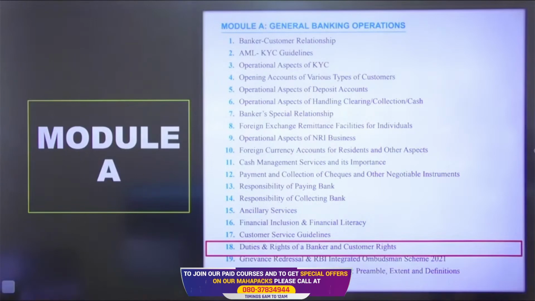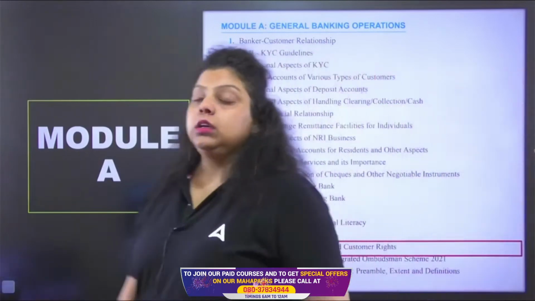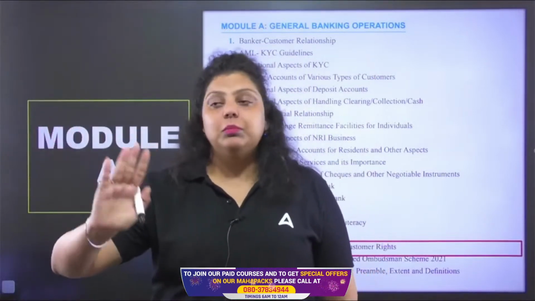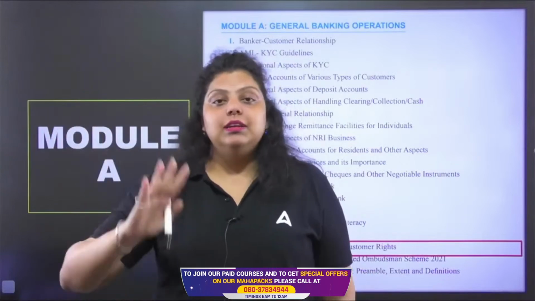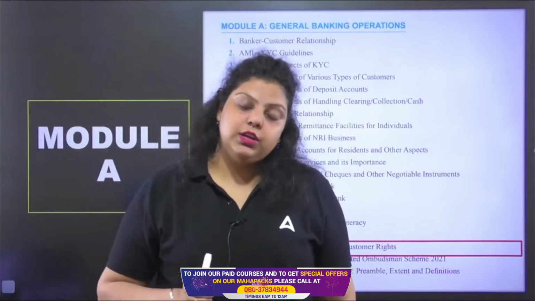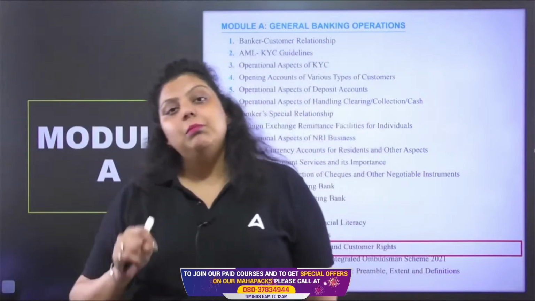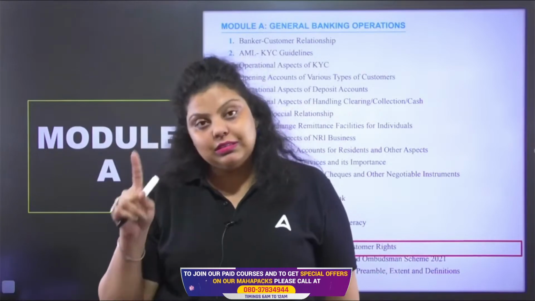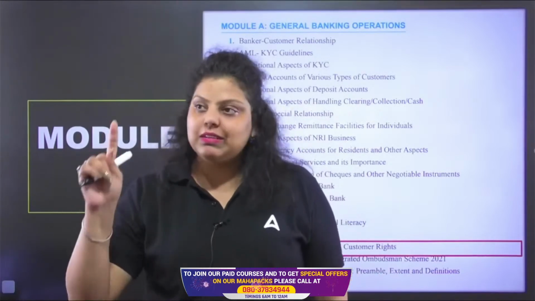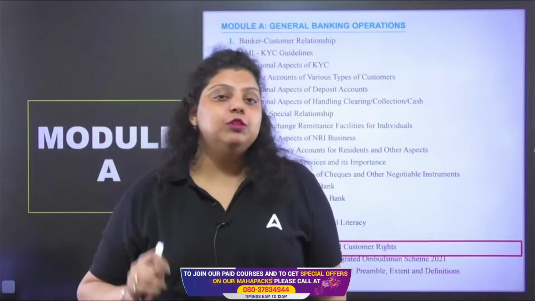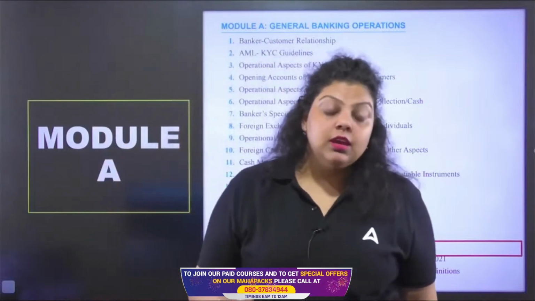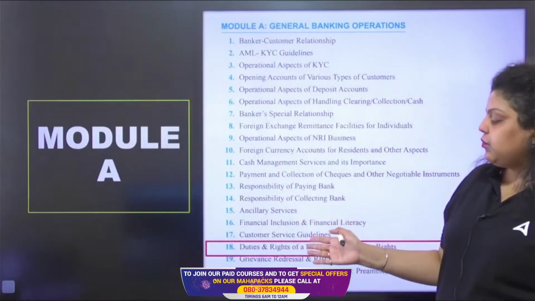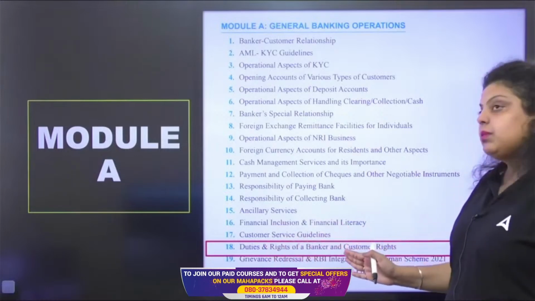So if you remember, we have discussed the banker-customer relationship, in which we covered agent-principal, trustee-beneficiary, bailer-bailee, creditor-debtor, debtor-creditor, and lessor-lessee relationships. Then we discussed the special relationship of a banker and customer, in which we covered lien, right of set-off, right of appropriation, and power of attorney. These are the special ones. When it comes to the duties, the bank has certain duties to be performed for the customer.